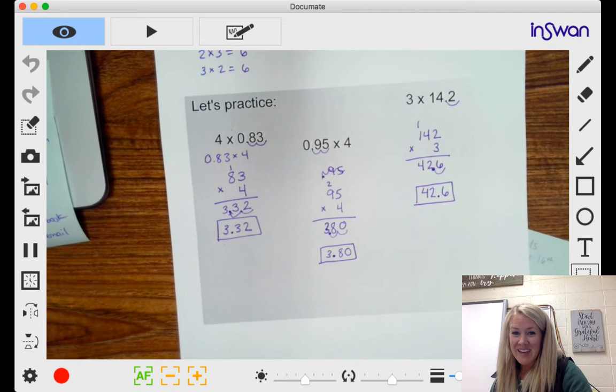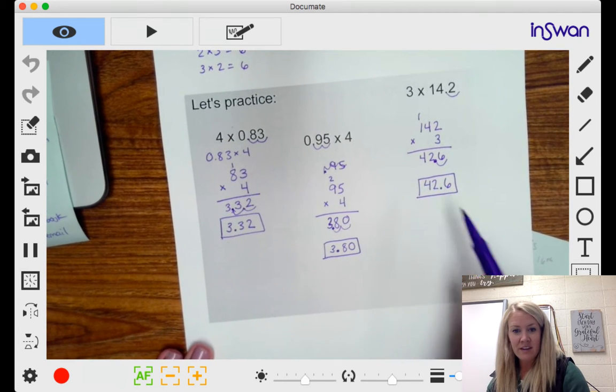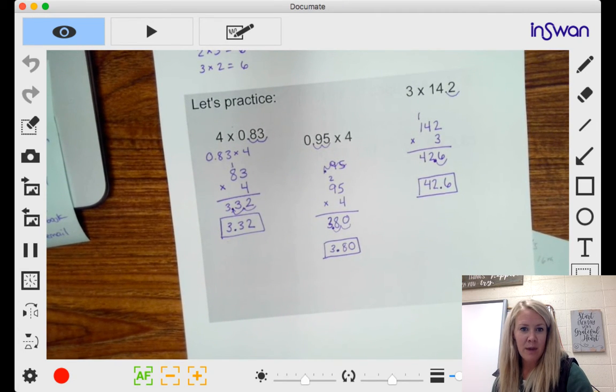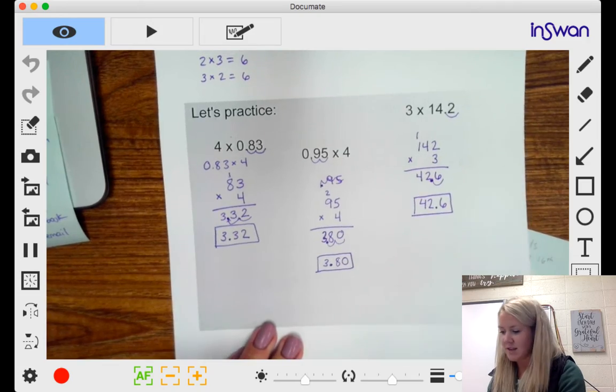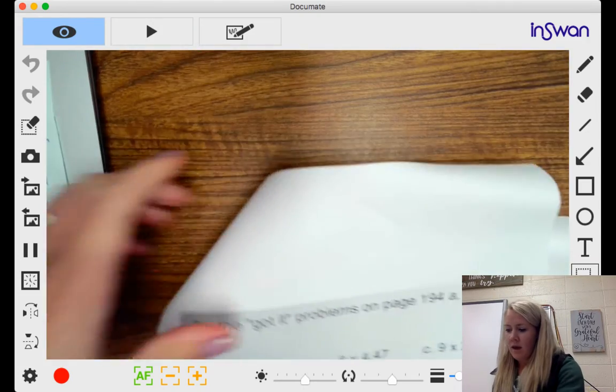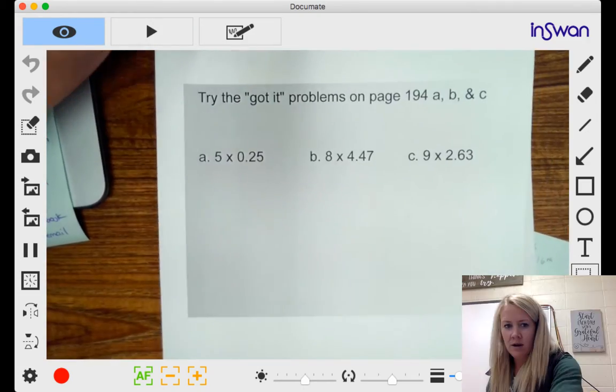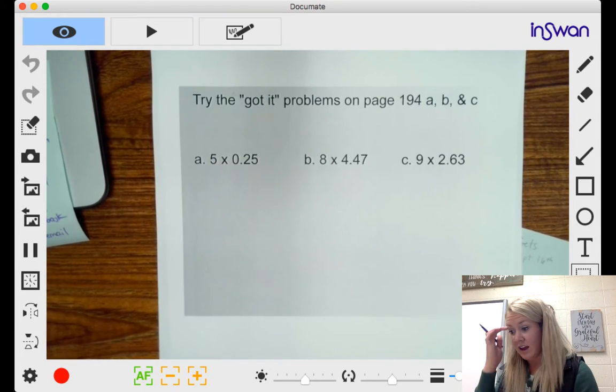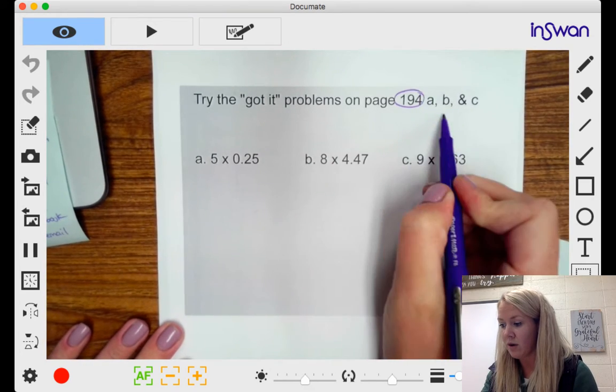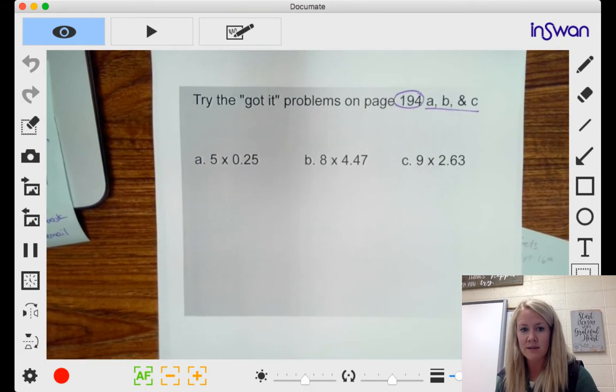All right, hopefully you got at least the 426. Maybe just finding out how to get that decimal back in was what you needed to see. I only have one more page for you here. This is in your textbook. So if you go to page 194, A, B, and C should be inside there.